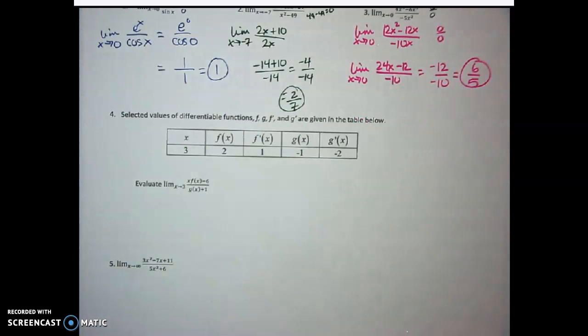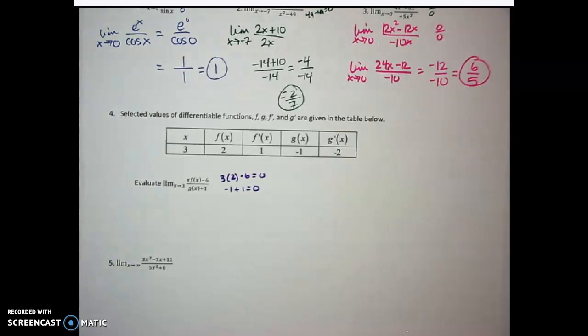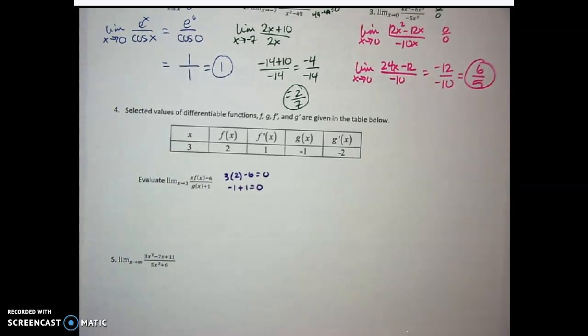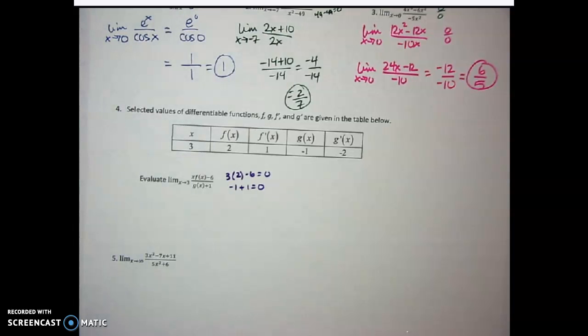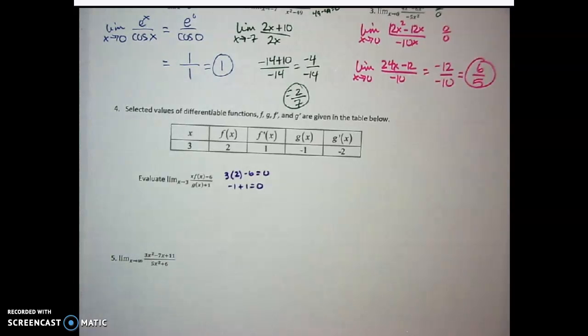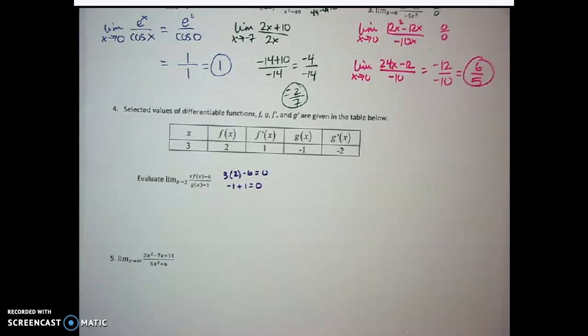Selected values of differentiable functions f, g, f prime, and g prime are given in the table below. Evaluate that limit. Again, try direct substitution first. We do get 0 over 0, so we do have to use L'Hopital's rule. But I do want to caution you before you pause the video and do this on your own. Take a second to look at what you have to do. Hopefully you recognize that you need to use the product rule on the numerator. You have x times f of x. So pause the video and go ahead and try number 4.